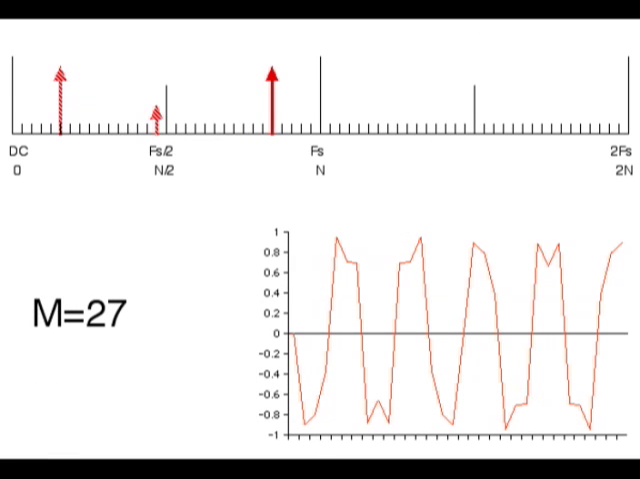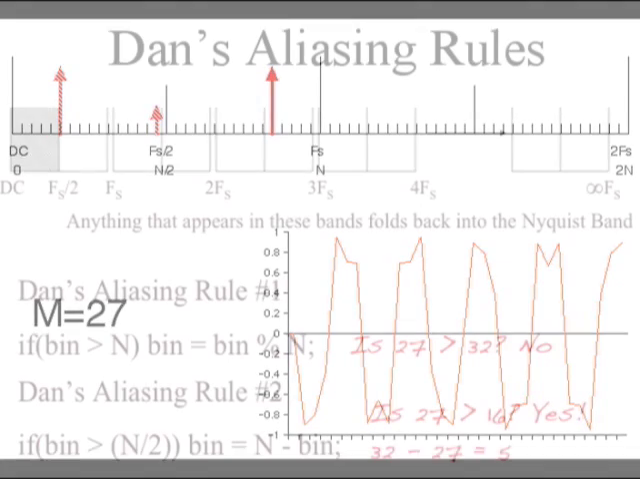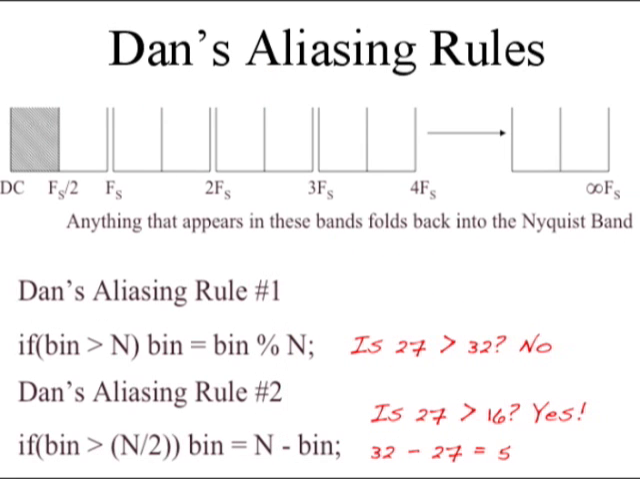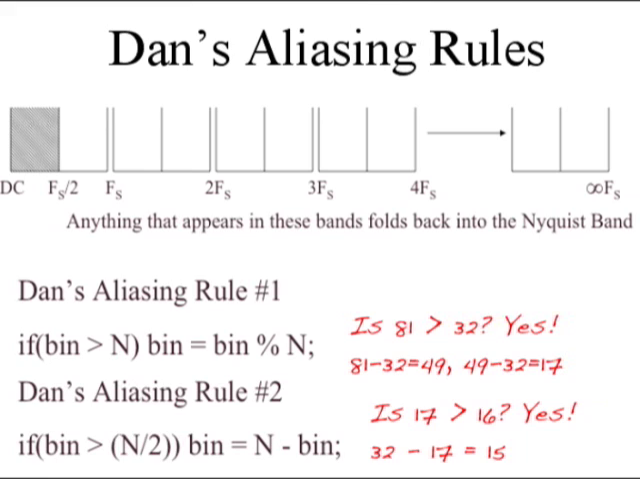Pushing M up to 27, you can see how the fundamental aliases back into bin 5, and how the third harmonic aliases back down into bin 15. Again, I expanded the modulo operator, so the third harmonic goes in bin 81. 81 is greater than 32. 81 minus 32 is 49. 49 is still larger than 32 though, so 49 minus 32 is 17. That's smaller than 32. Now, is 17 larger than 16? Yes. So 32 minus 17 is 15. The third harmonic ends up aliasing into bin 15.